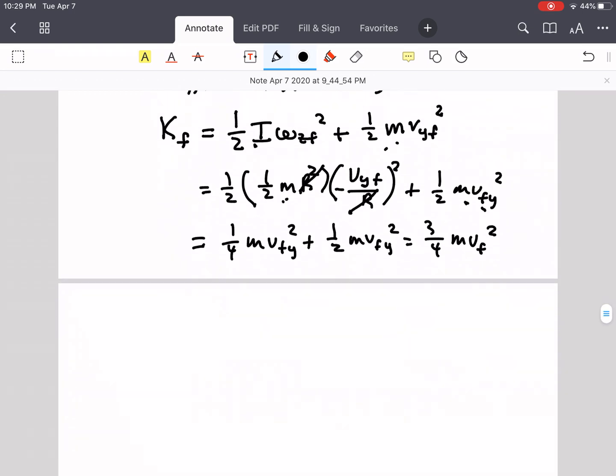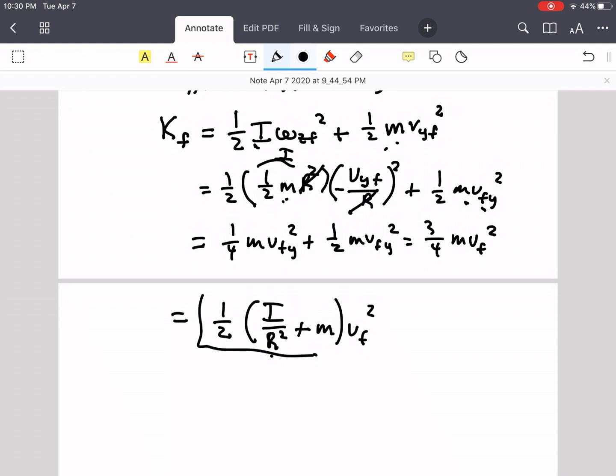The slightly more general version of this formula, if I had not canceled this out, I could have left the I alone. What you would see is that I have 1/2 I over r squared plus m times v final squared. So that would be 1/2 plus 1 is 3/2 times 1/2 is 3/4. That's the more general formula. Okie dokie. So these are both the same thing.